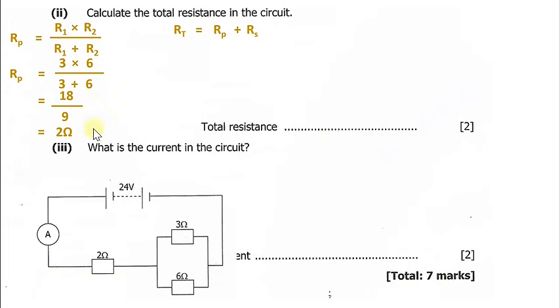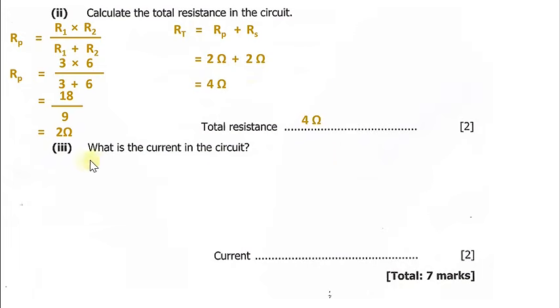So RP, this one in parallel, RS, this one in series. So we'll just add this one in parallel, which is 2, plus this one in series, which is again 2. So we have 2 again, what we found here. So 2 plus 2, it will be 4 ohms. So here the answer will be 4 ohms.